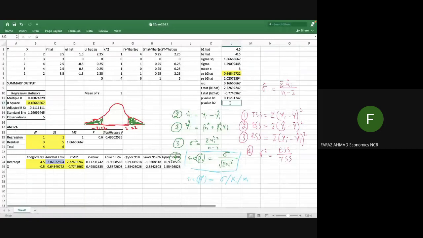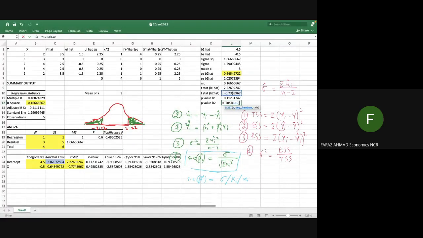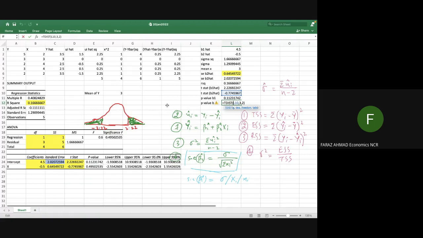I'm writing the formula again. I'll write TDIST, which says T distribution, and then I'll write the T value for beta 2 hat, which is minus 0.77. And then I'll write degrees of freedom. And then I'll write 2 tails, and then I'll press enter. It says error because my T value is negative.